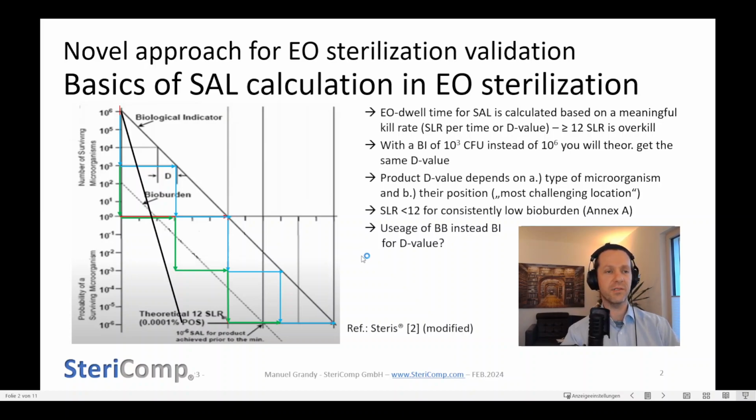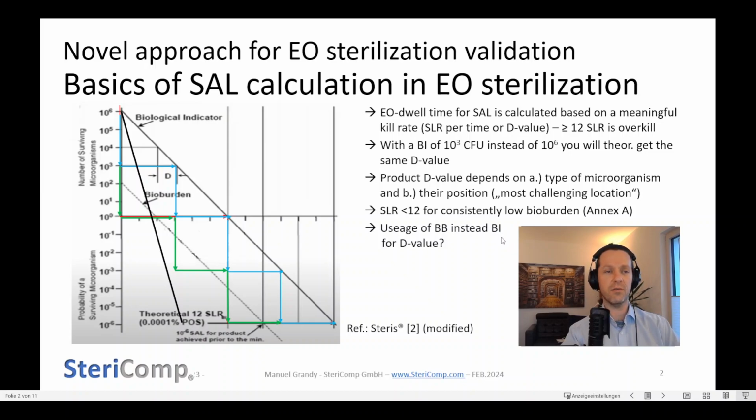So now another interesting question. What about the usage of the bioburden instead of the BI to determine the D value or the kill rate? Using a BI has a lot of advantages, and this is why I personally think that it is the better approach and the more practical approach. And this is, for example, the type of microorganism. So the BI consists of a very clear type, for example, Bacillus atrophaeus.